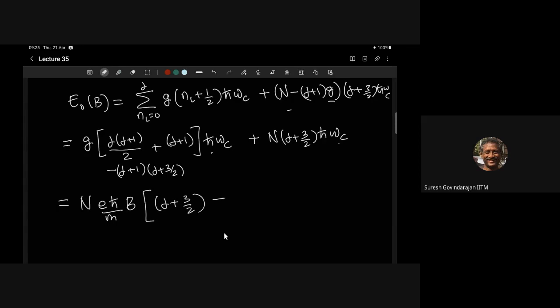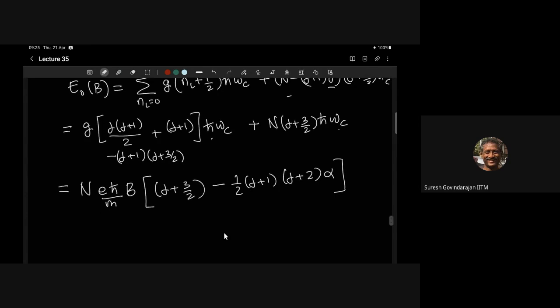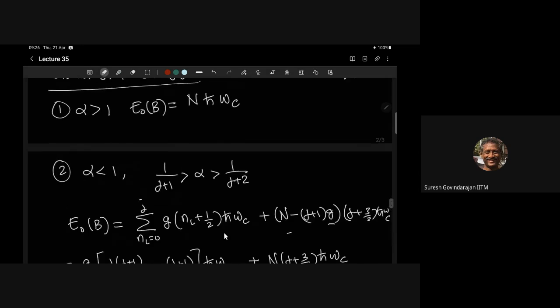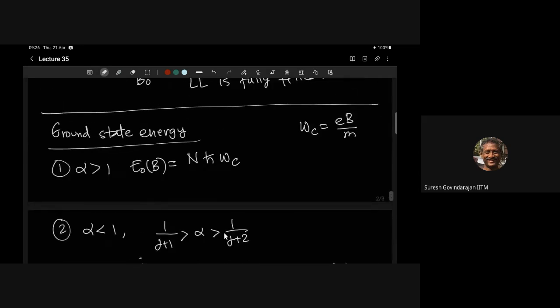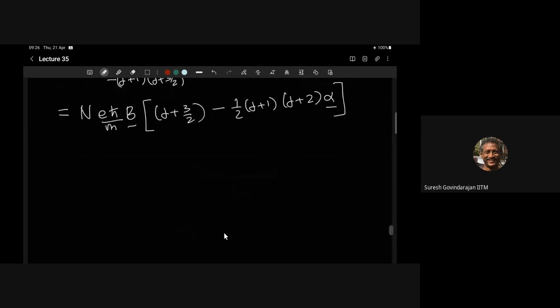Minus half. Okay, this is what we get. This is the answer. Now you can see here that E naught of B has two dependencies on B. One is here and another is here. So that's a quadratic term, unlike here, where there was only a linear term. So life is now simple.